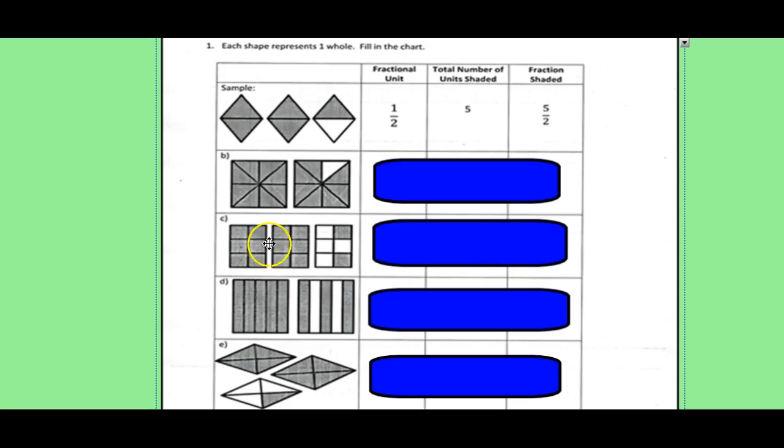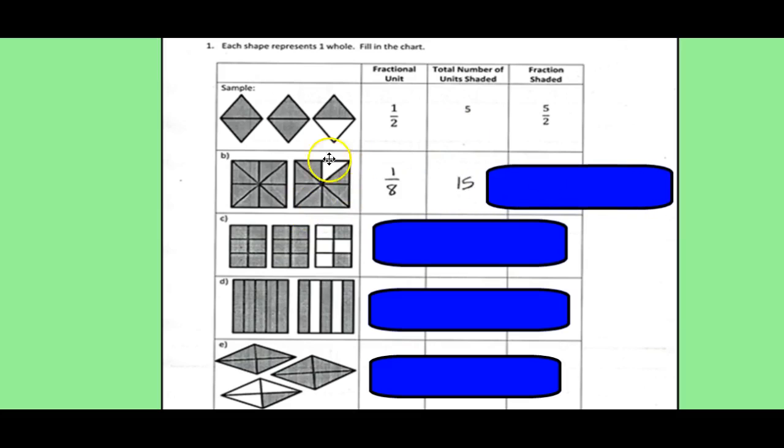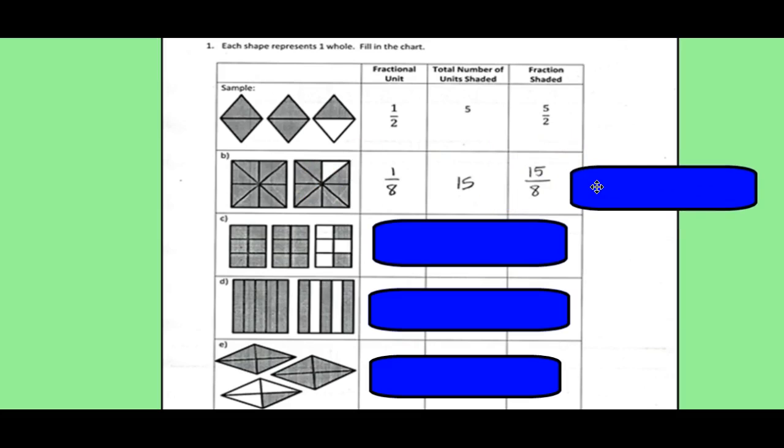So when we're looking at these shapes right here, I see that there's 1, 2, 3, 4, 5, 6, 7, 8 parts in both shapes. So the fractional unit for each one was 1/8. The parts that were shaded, there's 8 shaded here and 7 shaded here. So that tells me that 15 parts are shaded. And when we're writing down the fraction that is shaded, we have 15/8 because there are 8 parts in each shape, and there were 15 parts shaded in all.